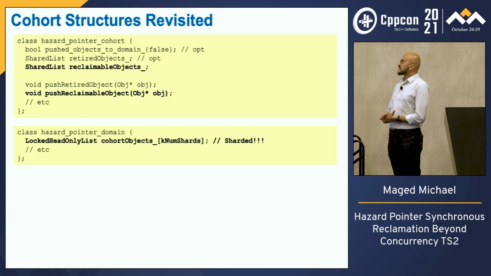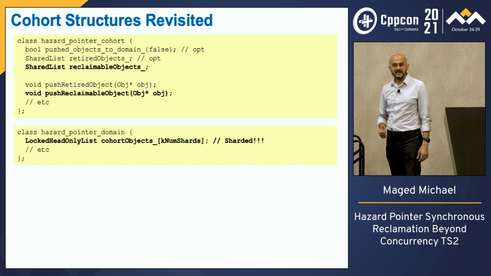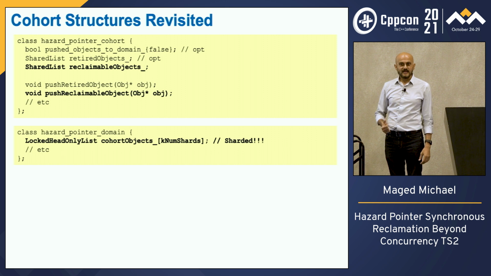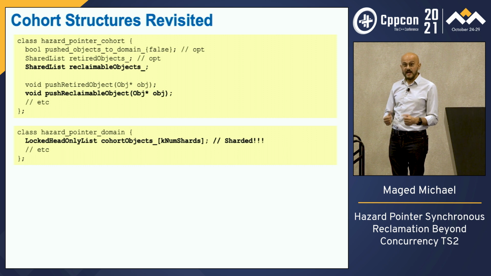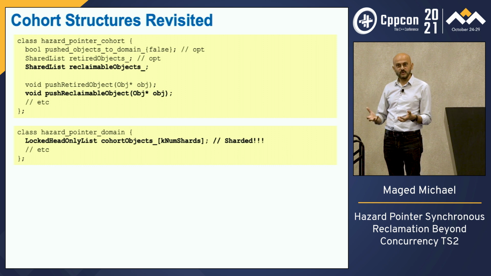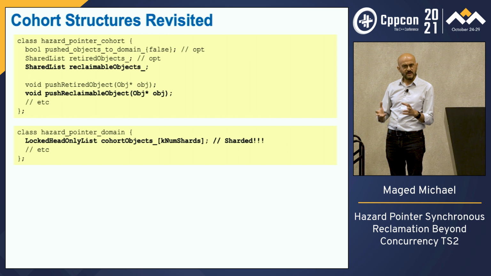Okay, so the cohort, let's revisit... go ahead, please. Is there a scheme of which retired objects go in which cohort? Can you speak up? Is there a scheme to decide which retired objects go into which cohort? Is there some way to identify the cohort from the object? So I have a retired object, right.